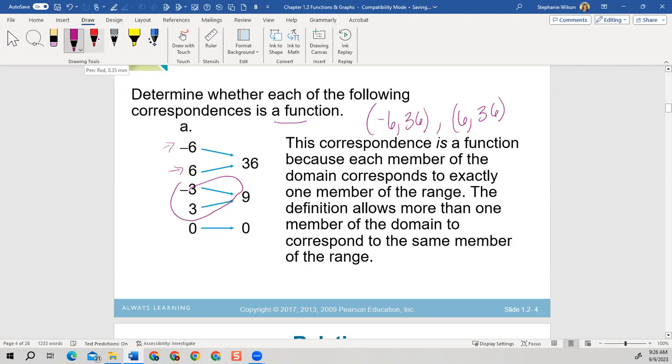0 cannot have a negative or a positive value, correct? So they said that this is going to be the only solution that we would have, which makes sense. The definition allows more than one member of the domain to correspond to the same member of the range. So this is saying what I basically said. We cannot have a repeated x, right? But the y values can repeat. Okay.